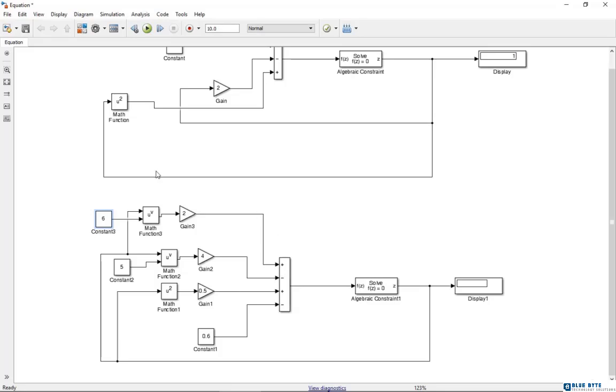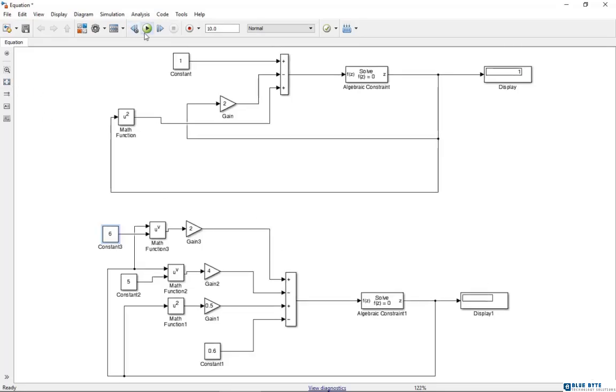Okay, we are done. I run the simulation and now you can see the output here. Okay, now we found the x in this equation.